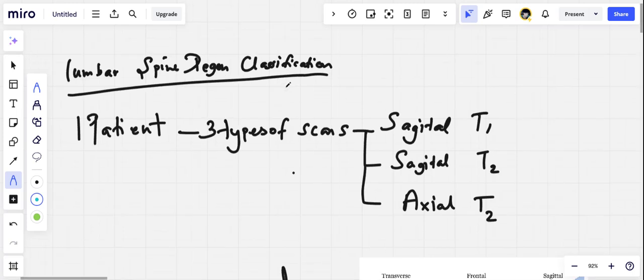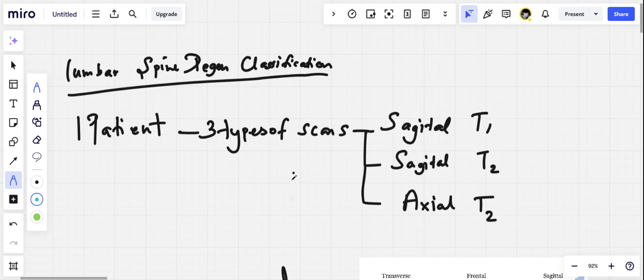So for the competition, it's about lumbar spine degenerative classification. The spine has different parts. The lower part of the spine is known as the lumbar part. We're going to find if there are any problems in the lumbar part of the spine scan images which are given to us for each patient. Each patient can have three types of scans: sagittal T1, sagittal T2, and axial T2.